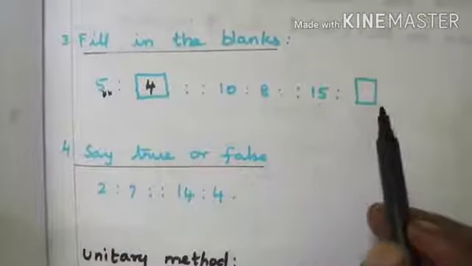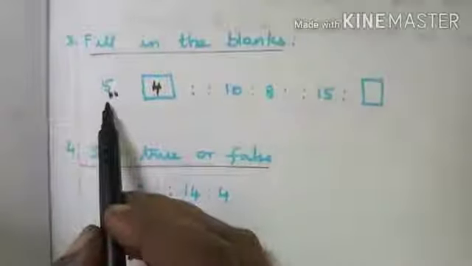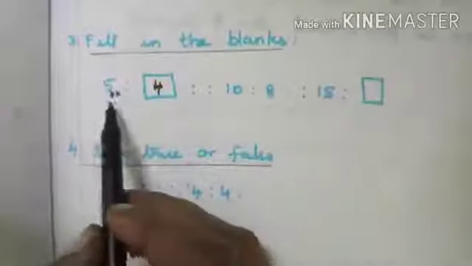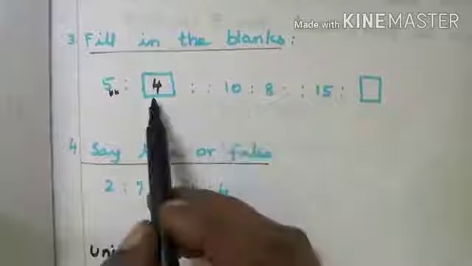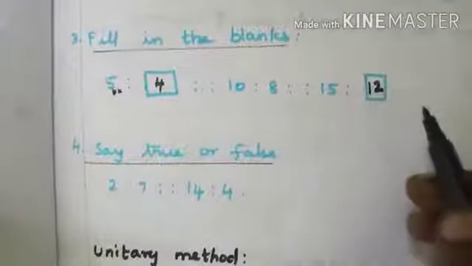Next, coming to this side, here we have 10, here 5 and here 15. So 5 3s are 15. Therefore here, 4 3s are what? 12. 4 3s are 12.